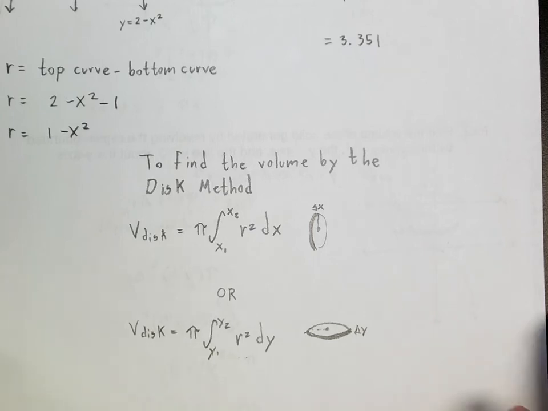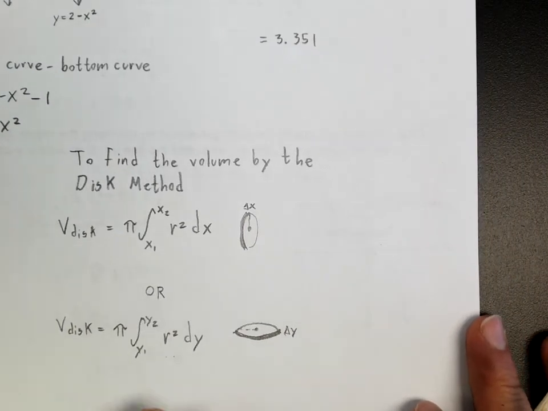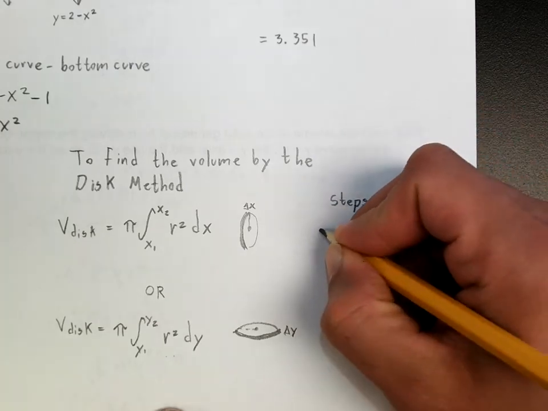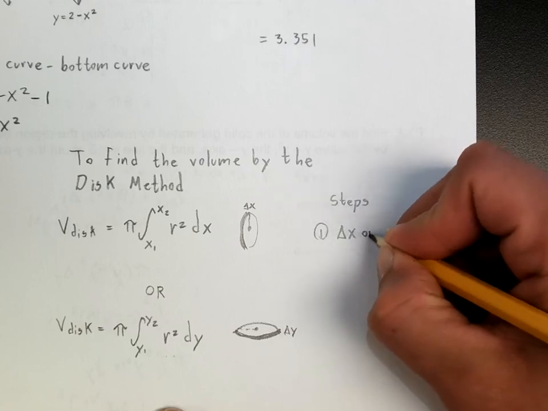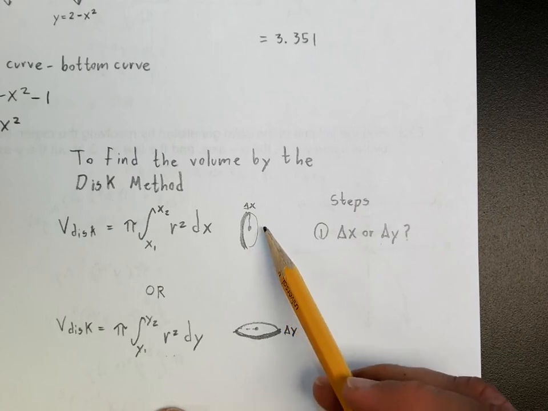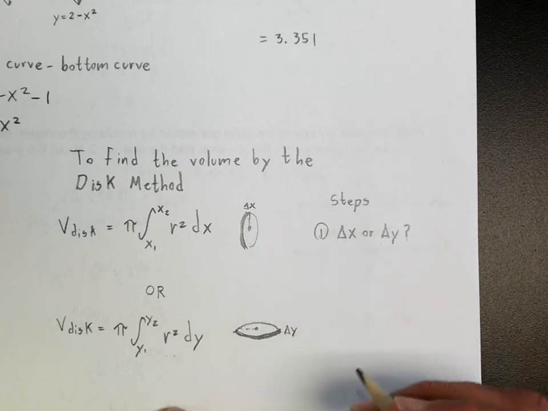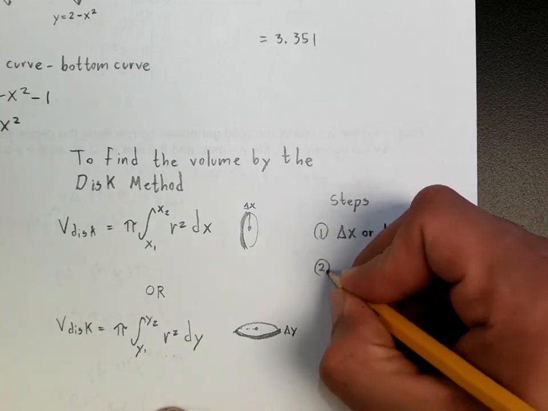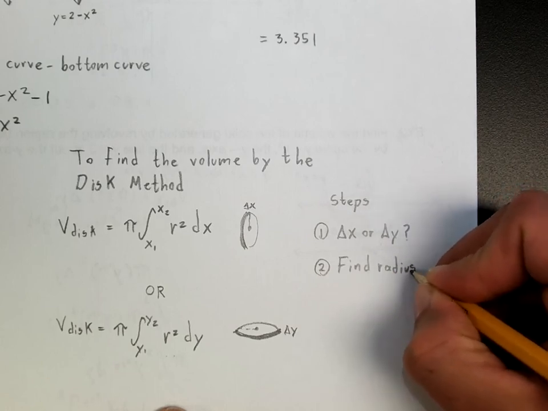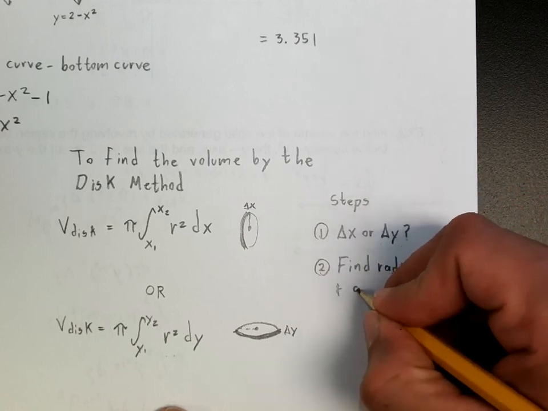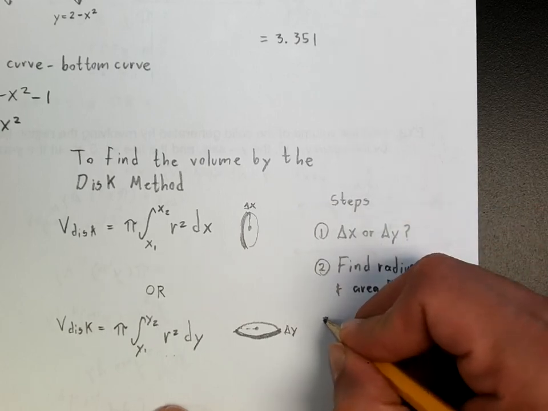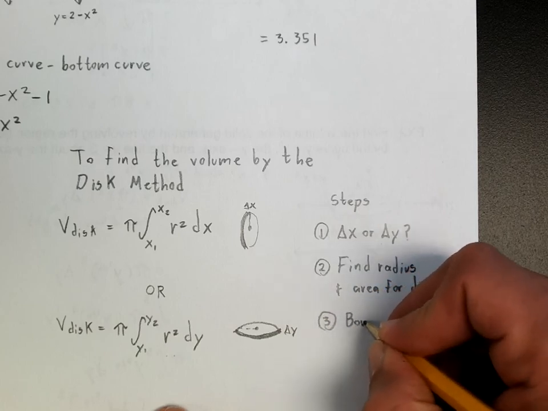So the steps, again, and if you already got it, you can just put me on pause and never come back. The first step is: is it delta x or delta y? You need to decide whether the discs are going to be like this or like this. That's basically what we're asking. Number two, you're going to find the radius, and I think that's the hardest part, and the area for the disc. And finally, number three is to find the bounds, the boundaries.